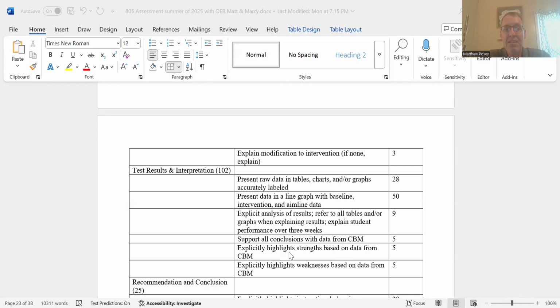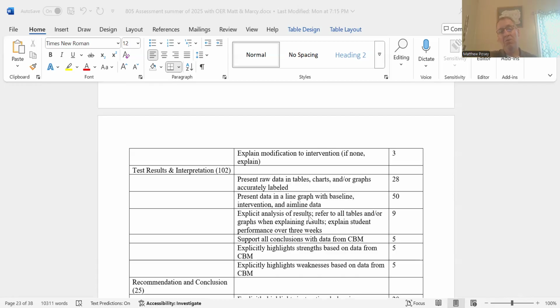An intervention line needs to be put in if you implemented an intervention, and then also the aim line. So that graph should have your baseline, intervention line, and an aim line. So please don't forget that one item alone. That's worth 50 points out of that section. Okay, so don't overlook that.